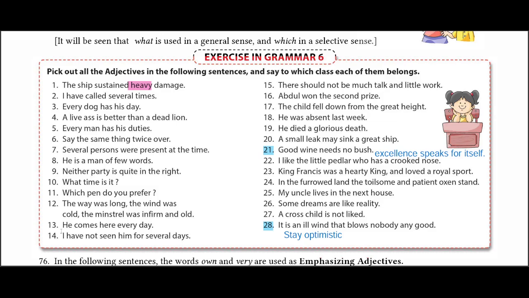He comes here every day. Day is a noun. So every is a distributive numeral adjective. It refers to all the days. I've not seen him for several days. Days is a noun, and several is an indefinite numeral adjective.